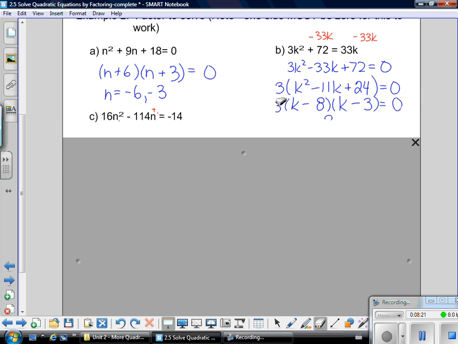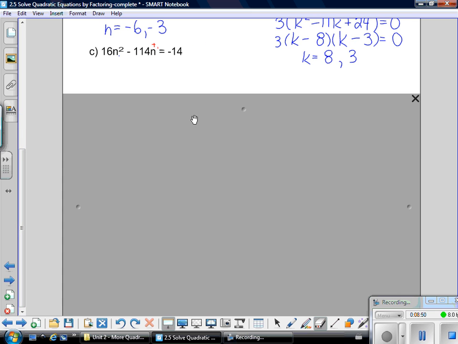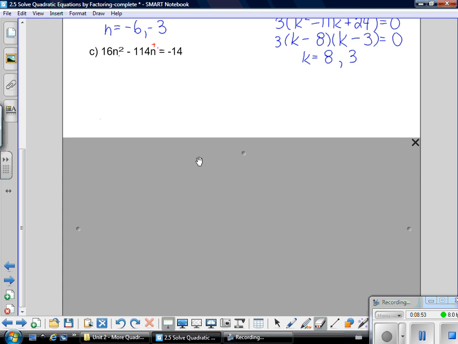So now what we're doing, the 3 here, 3 equals 0 doesn't make sense. That can't equal, 3 doesn't equal 0, so I don't have to look at that. Here, k minus 8, that would mean that k would equal positive 8, because I would add 8 to both sides. And then my other k value is going to be k minus 3 equals 0, so that would mean k equals positive 3.